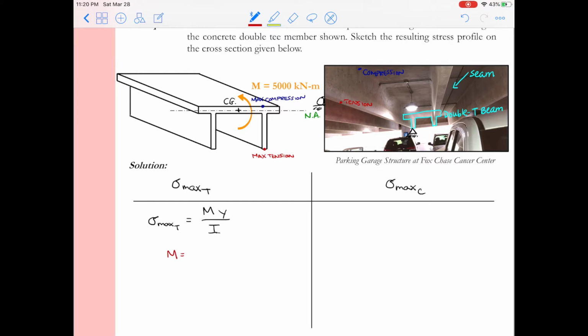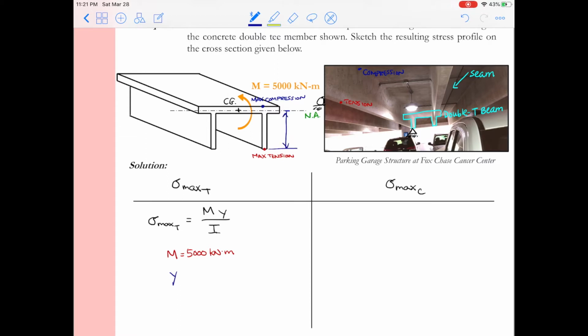We recall in last lesson that we defined M as the bending moment on the member. So in this case, it's given to us as 5,000 kilonewton meters. Again, we can always get this value for moment from our moment diagram for the beam or for the member. Next, we have y. Y was defined as the distance from the neutral axis.